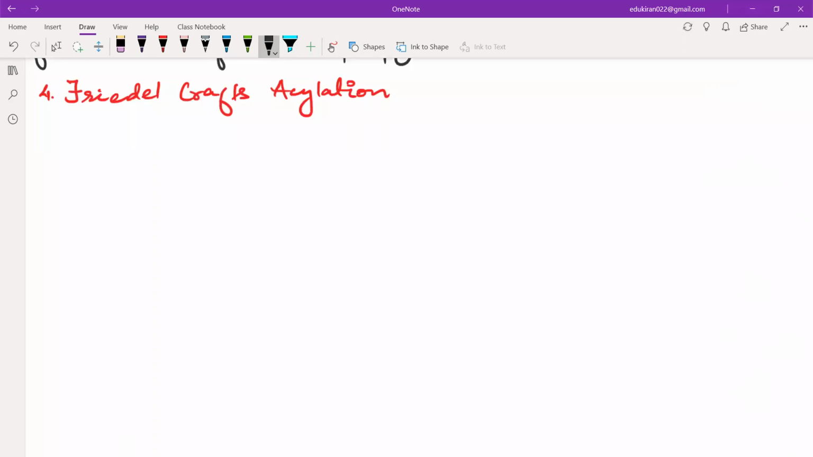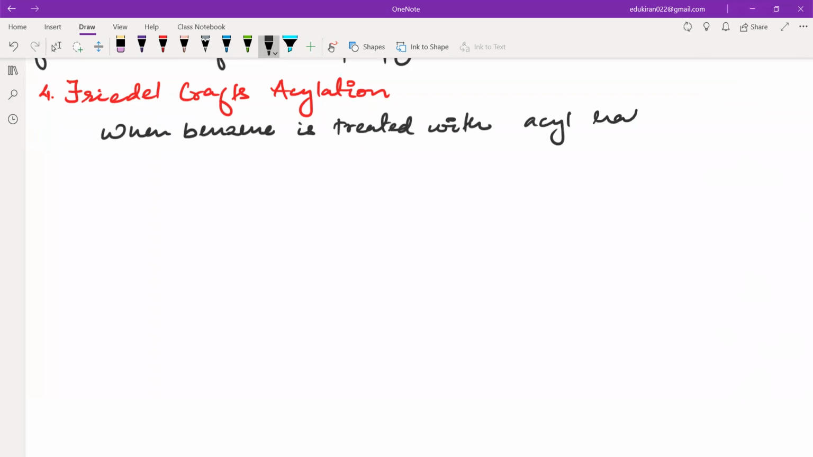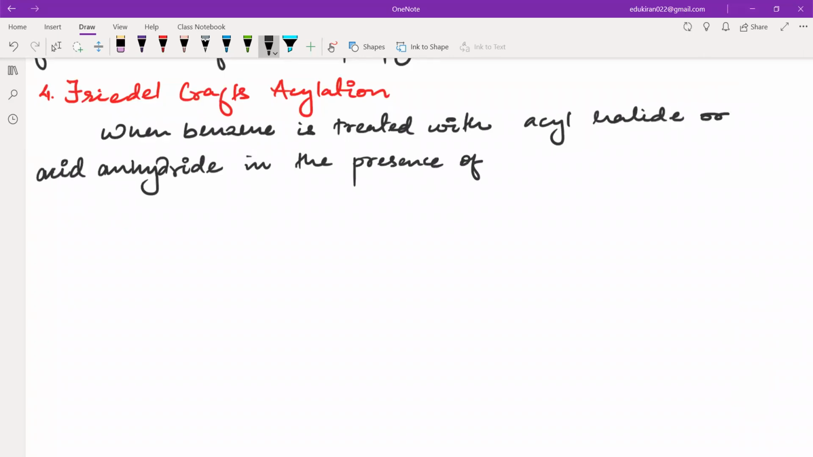Friedel-Crafts acylation. When benzene is treated with acyl halide or acid anhydride in the presence of Lewis acid, it forms acyl benzene.